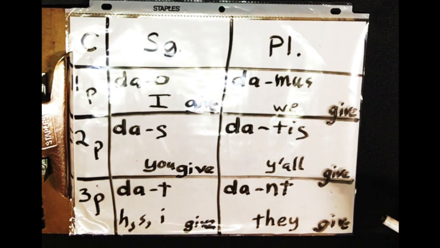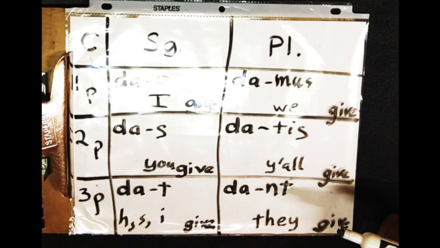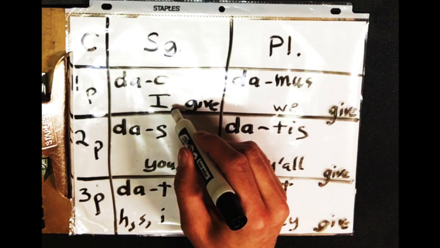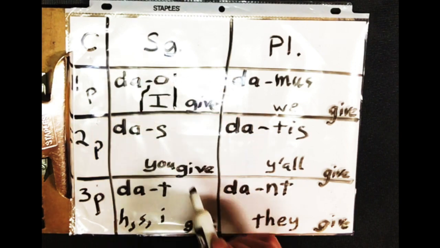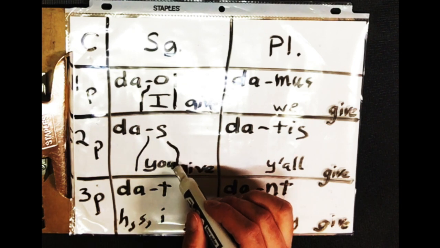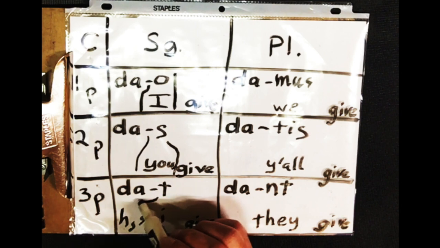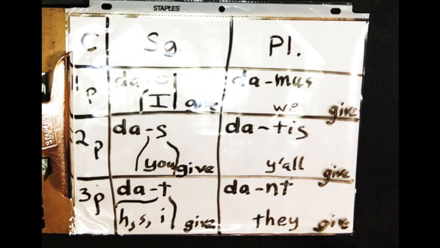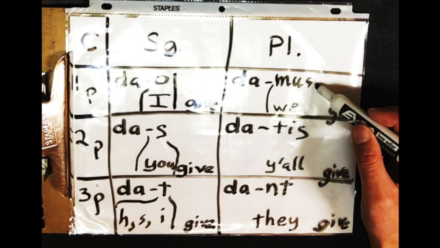I'll go back and do C7 in a moment. C8 is trap the pronoun with the ending. So we'll trap this pronoun with this ending. We'll trap this pronoun with this ending. These pronouns with this ending, etc.